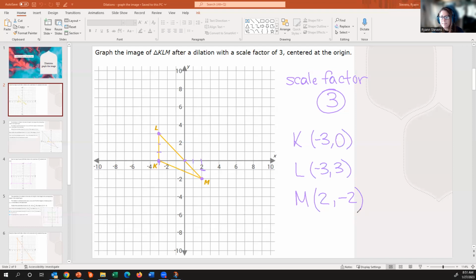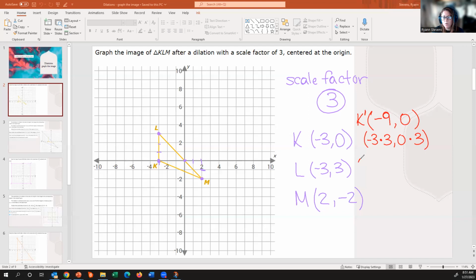With that scale factor, we want to multiply each one of these coordinates by 3. So for K, we have -3 times 3 and 0 times 3. -3 times a +3 would be -9. Remember, same signs positive, different signs negative. And 0 times 3 is just going to give us 0. So that's our ordered pair for K.